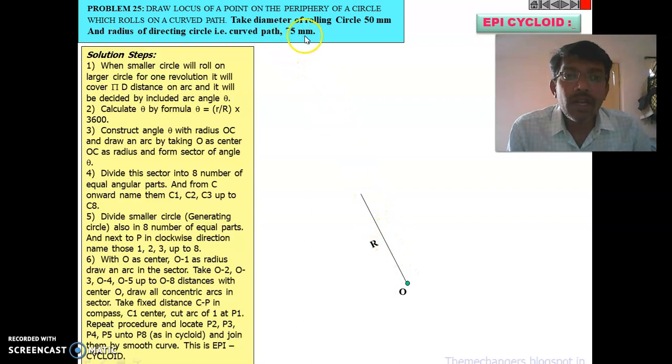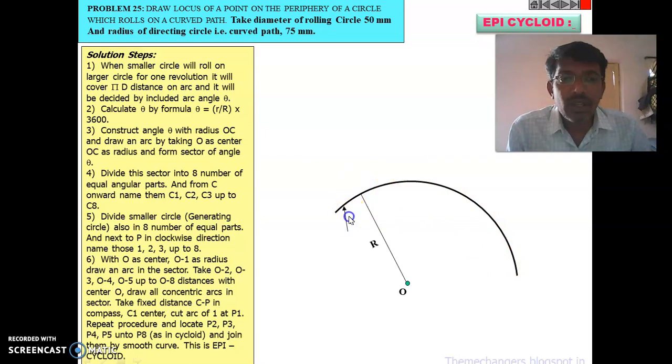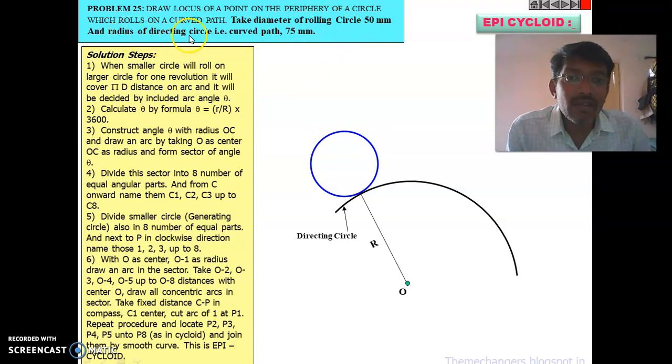What is the capital R radius? The directing circle radius is 75 mm. So take 75 mm as the radius and draw an arc. From this point P, just extend it. This is the directing circle, and the diameter of the rolling circle is 50 mm. You see clearly the radius of the directing circle is 75 mm and the diameter of the rolling circle is 50 mm.